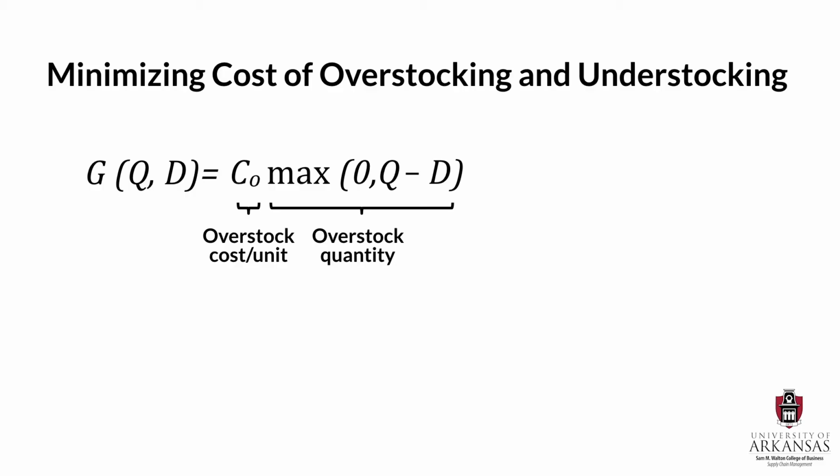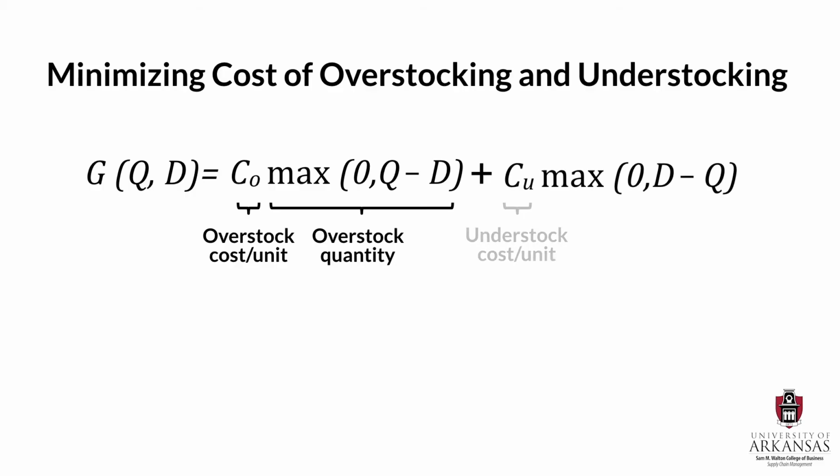The same logic applies to the cost of understocking. C sub U is the understock cost per unit, and the understock quantity is the difference between realized demand D and the order quantity Q. If this difference is positive, there will be a cost of understocking.